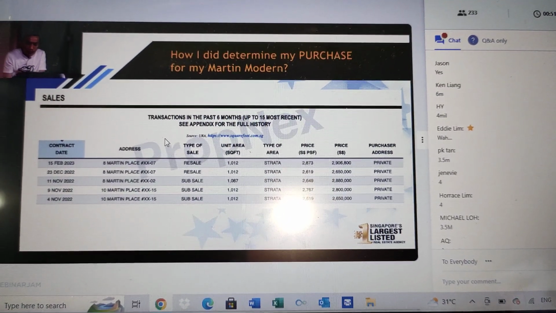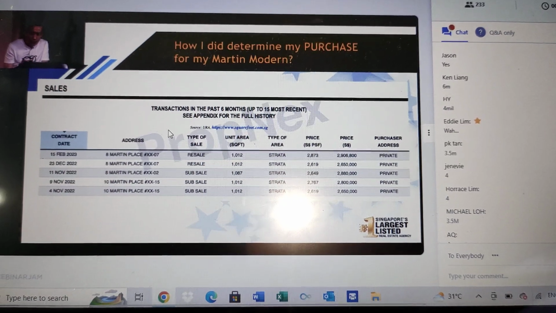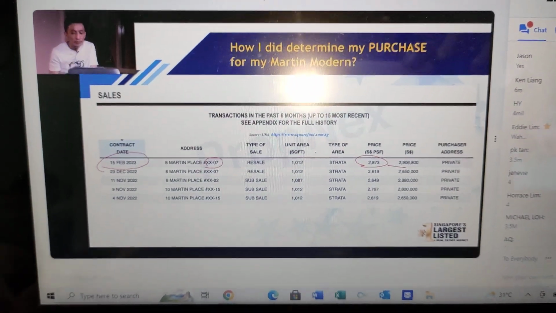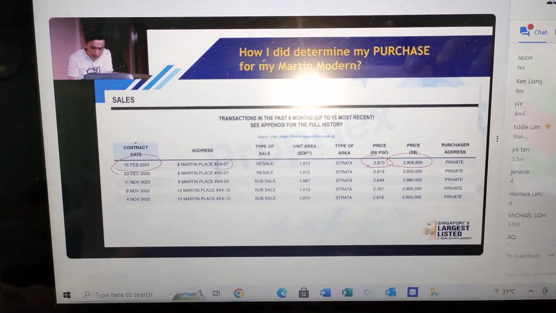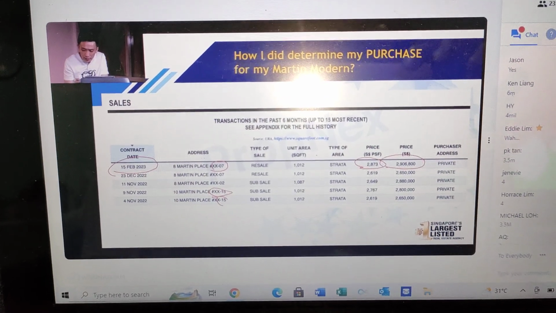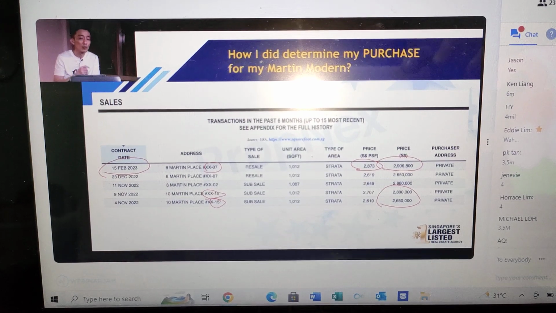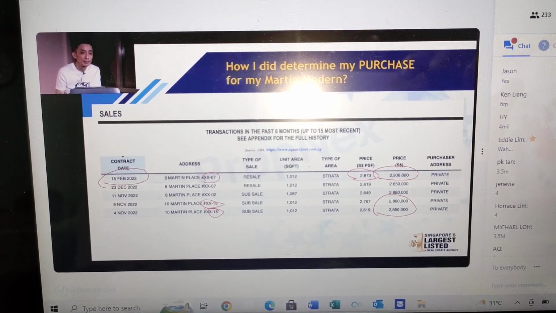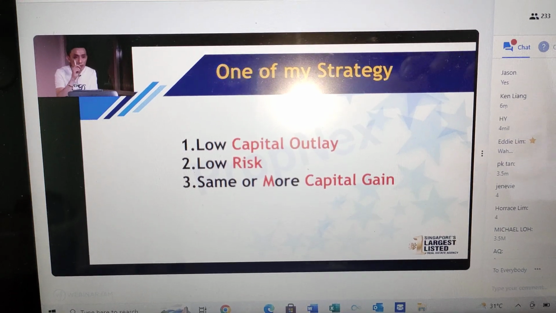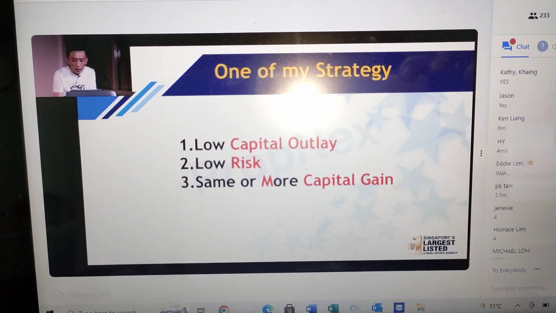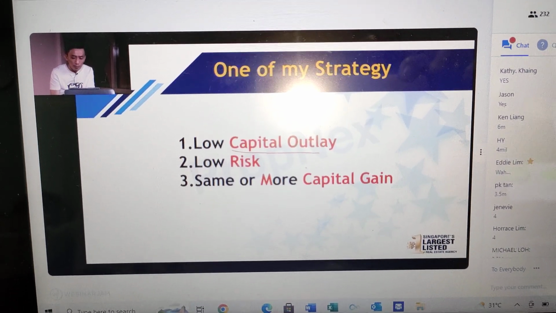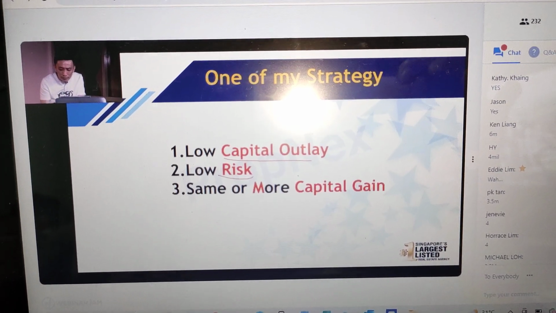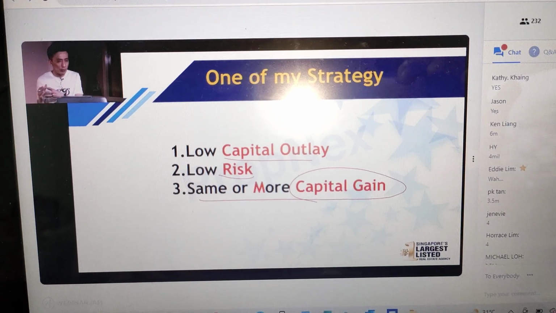You look at here. This Martin Modern today, 2013. This is the property, they sold for how much? This is my stack. In fact, this is my 2 friends, so at 2.8 million, I easily sit on $500,000 profit if I want to sell. But why do I do it? Because my strategy is what? Low capital outlay. My risk must be lower. How to use the same amount of capital to make the same amount of profit.